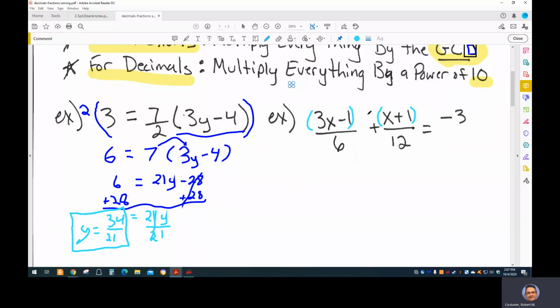Okay, wrap them in a set of parentheses before we start anything. Now we have to look at all of the numbers that are here. We have a 6 and we have a 12 in the denominators. So between those two numbers, what is the greatest common denominator? Hopefully we said 12. So that means that every single piece has to be multiplied by 12.